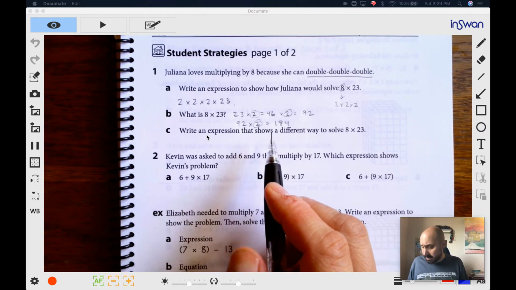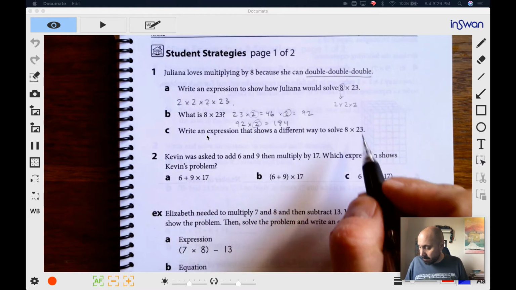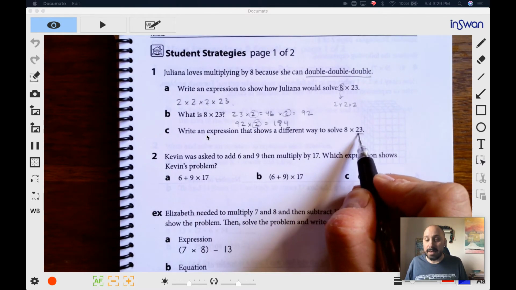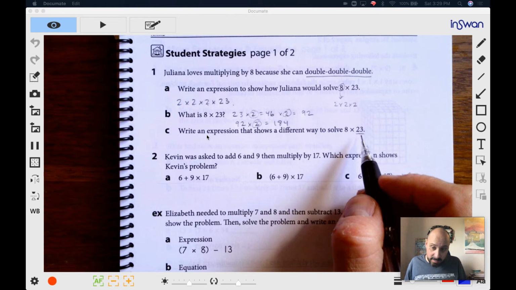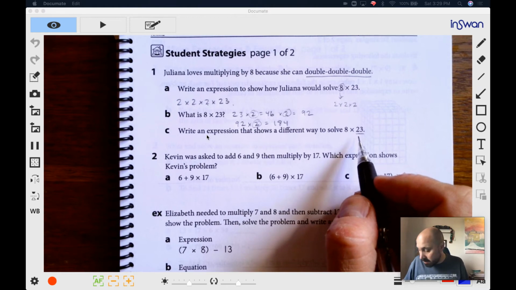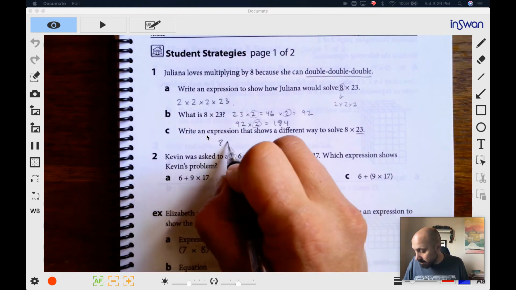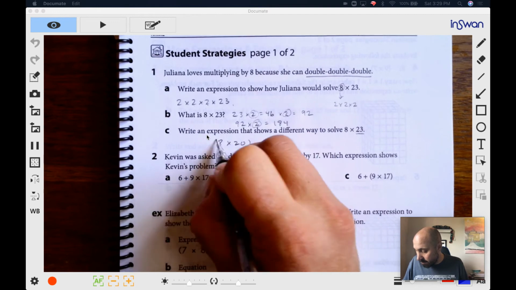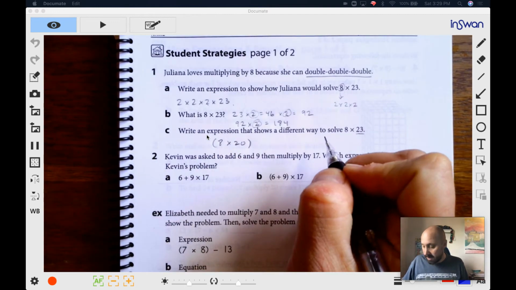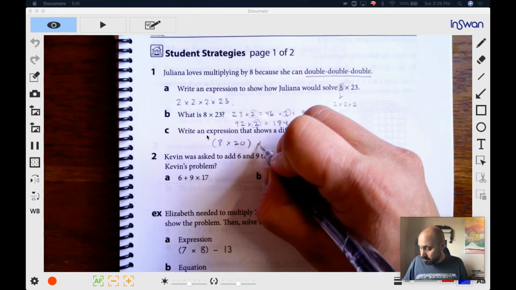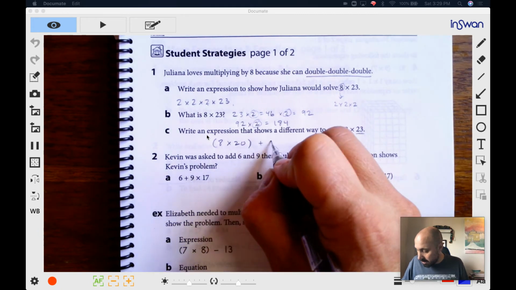Well, another way that I like to think about it is if I break up the 23 into 20 and 3, so it becomes two different multiplication problems. What that looks like is 8 times 20 with the parentheses around it. And then I add that to 3 times 20.